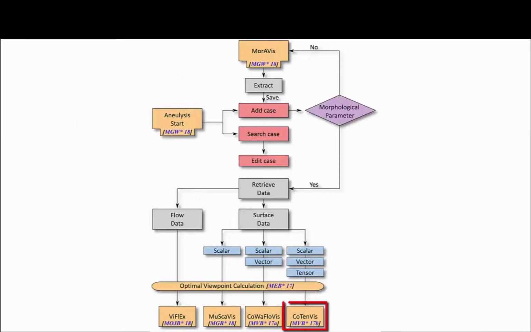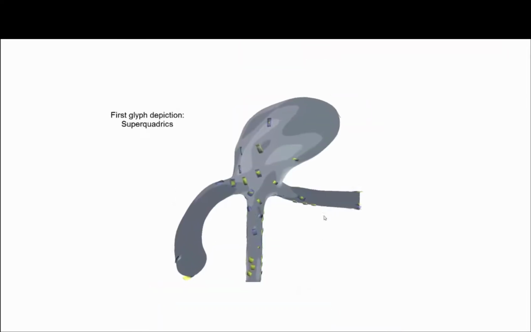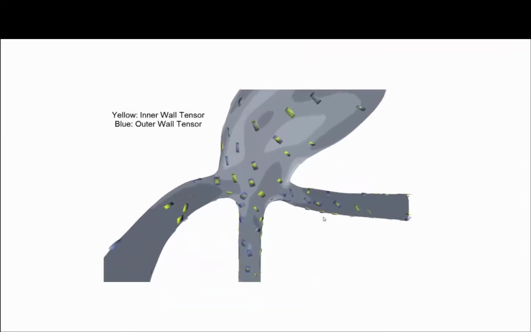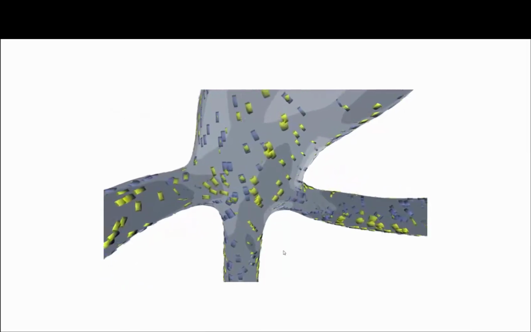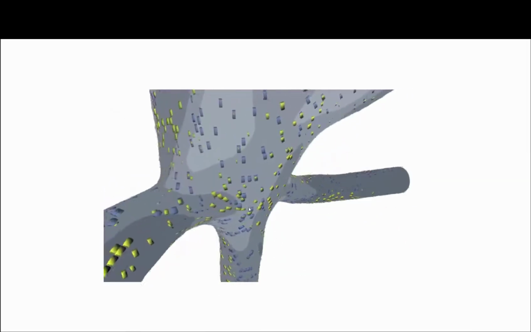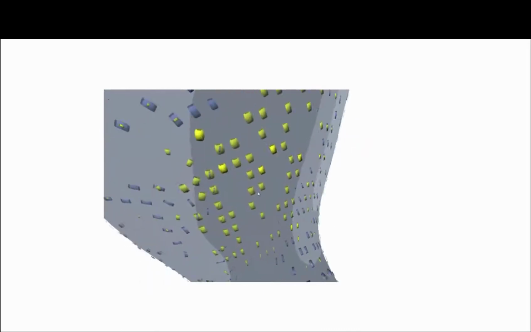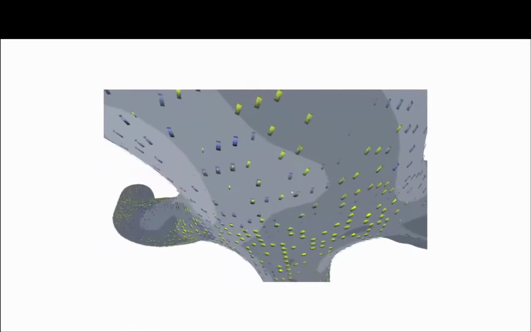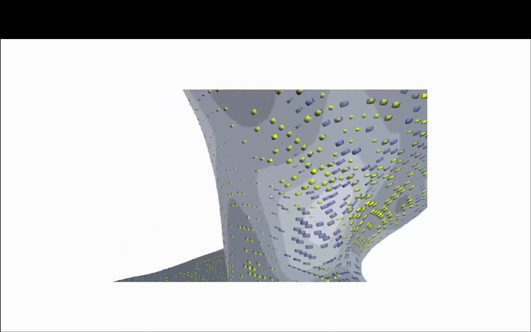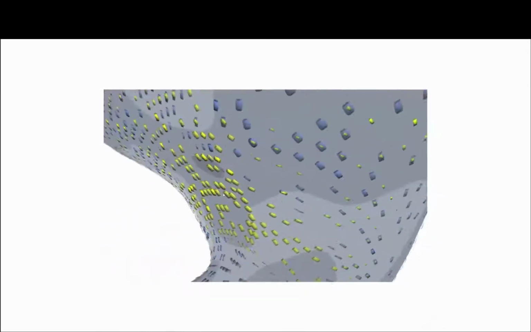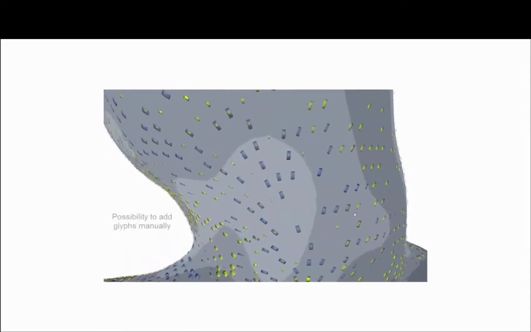The CoTimeWiz module provides the first integrated visualization of stress tensors as well as scalar and vector data. We evaluated the applicability of 4 glyph designs to comparatively depict tensor information between the inner and outer wall. The first glyph depiction is superquadrics, where yellow represents the inner and the blue tensor the outer vessel wall. Providing a detail-on-demand approach, more glyphs are shown if the user zooms into the scene.